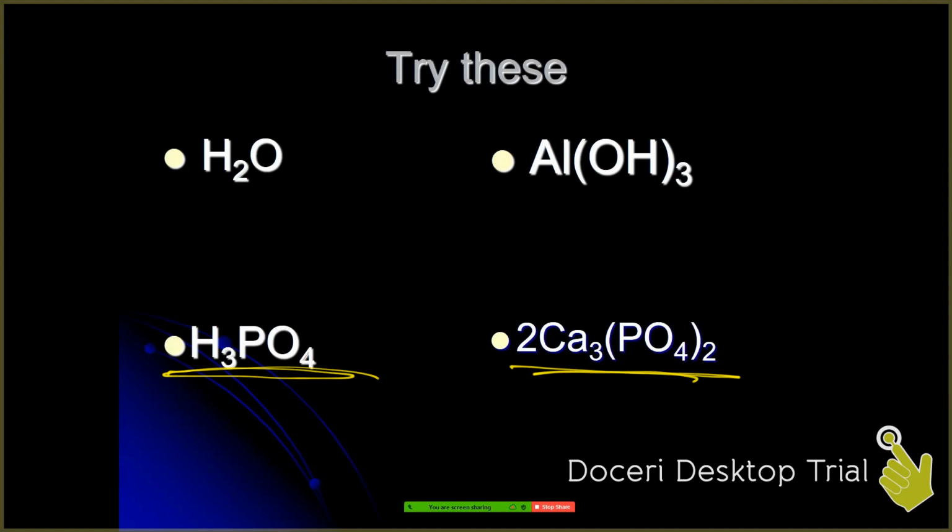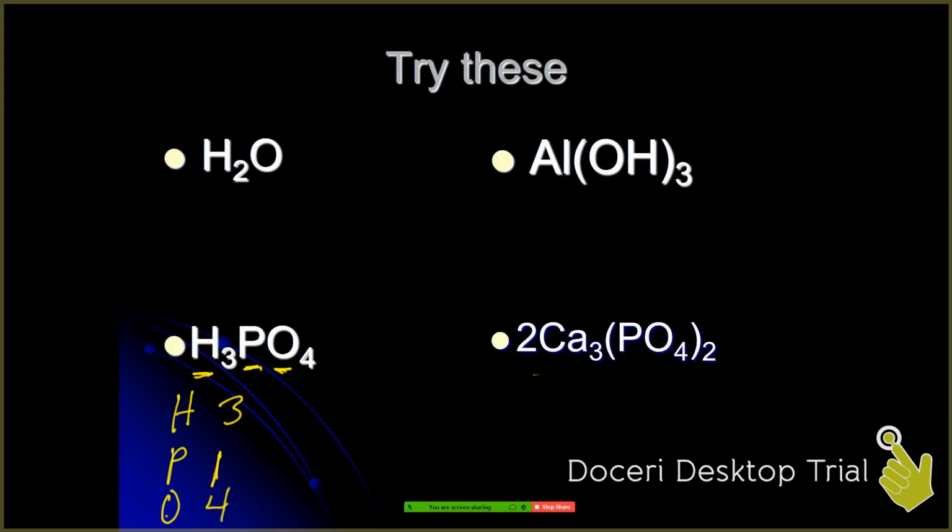All right, so I'll start with my first one. This is phosphoric acid. So 1, 2, 3 capitals, so 3 elements. This one only has subscript, so it's a little bit easier. How many hydrogen do I have? 3. Phosphorus? 4. And then 1. Just 1. And oxygen would be my 4.